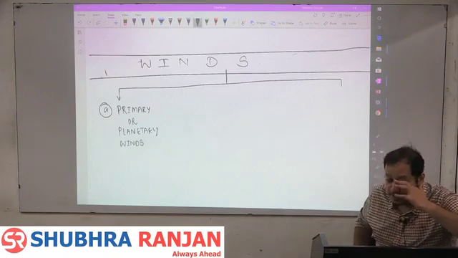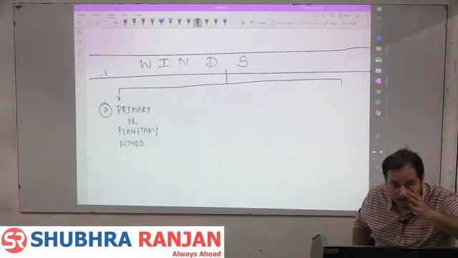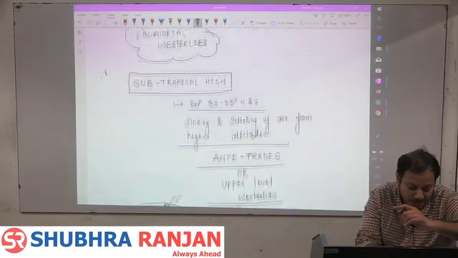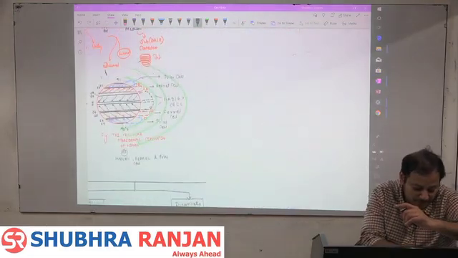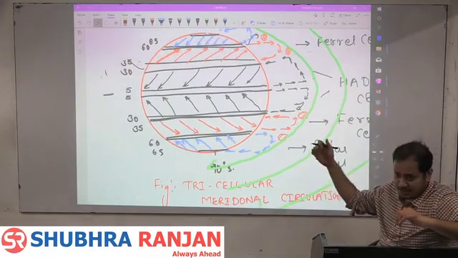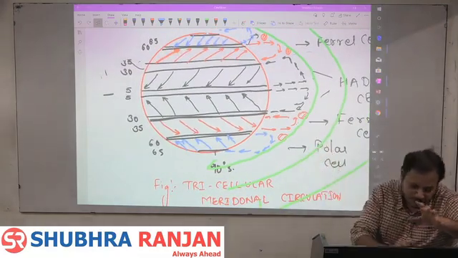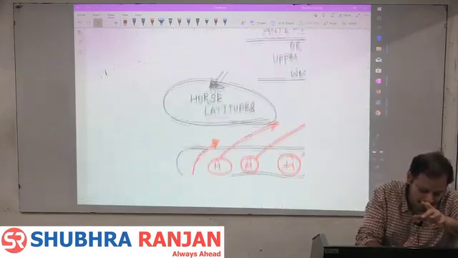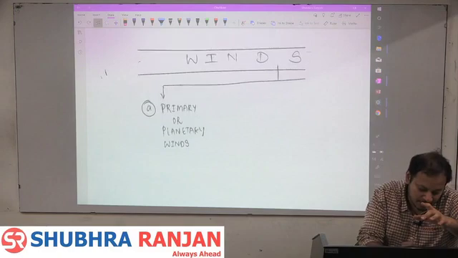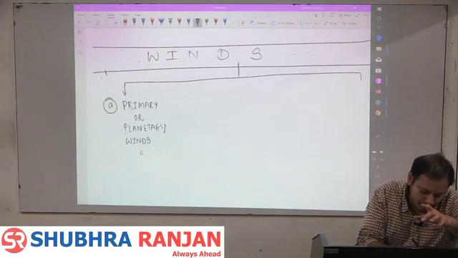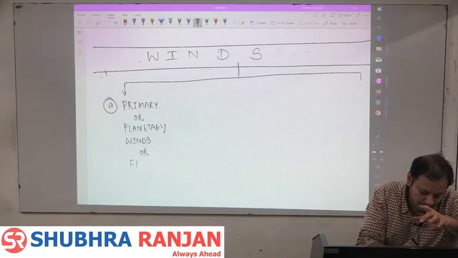Planetary winds. Why planetary winds? Because they blow all along the planet, anywhere. So what are the planetary winds? Ye jitne bhi winds humne ki hai, these are an example of planetary winds. They blow all along the planet in the form of trade winds, westerlies, easterlies. These are the planetary winds. And this is also known as a primary circulation or winds of first order.